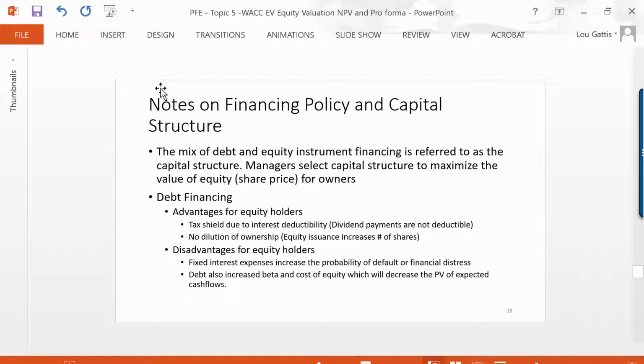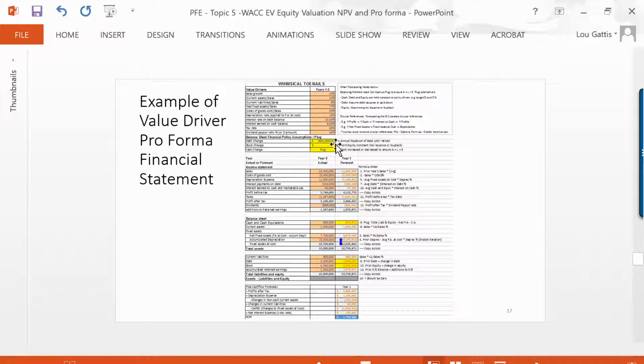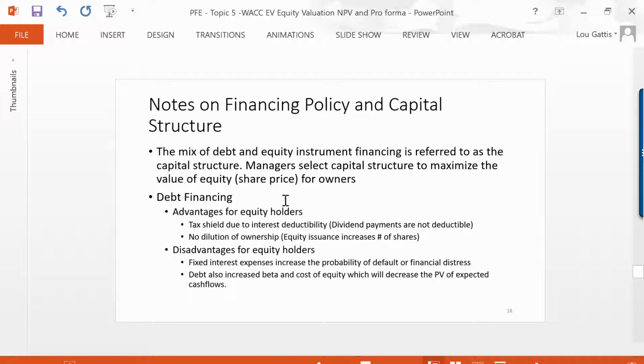A couple notes on capital structure, since we're talking about, in this case, reducing debt, keeping equity or stock constant. The mix of debt and equity in a firm is called capital structure. Let's talk about the advantages of using debt versus equity to finance investments. The advantage of debt versus using equity to finance a project is debt creates a tax shield. Interest expense is tax deductible. Dividend payments are not. Therefore, there's an advantage anytime you use debt to finance a project because you create a tax shield. The other advantage is no dilution of ownership.